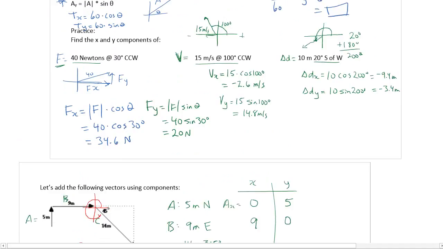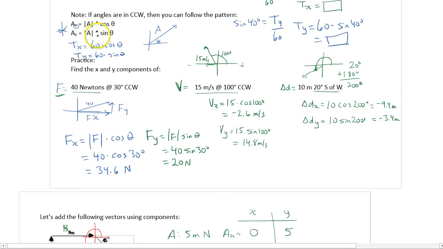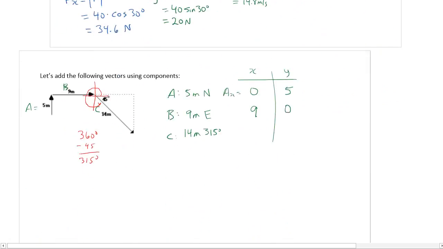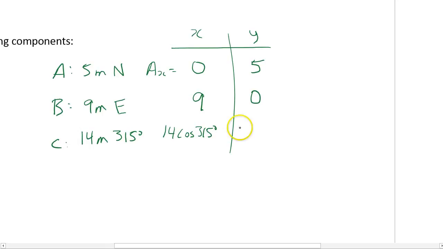Now the last one, this is where we're going to apply what we just learned about this, doing the magnitude multiplied by cos for the x and magnitude multiplied by sine for the y. So I'm going to say the x direction is going to be equal to 14 multiplied by the cos of 315 degrees, and in the y direction, I'll just zoom in, it's going to be 14 multiplied by the sine of 315 degrees.